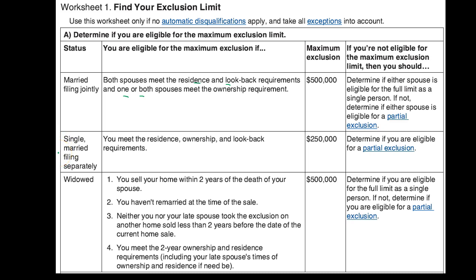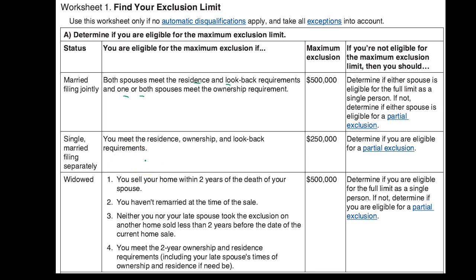So these are the other filing statuses: single, married filing separate. We'll go through this and read the same headers again. You are eligible for the maximum exclusion if you meet the residence, ownership, and look-back test. So this is a bit more straightforward.